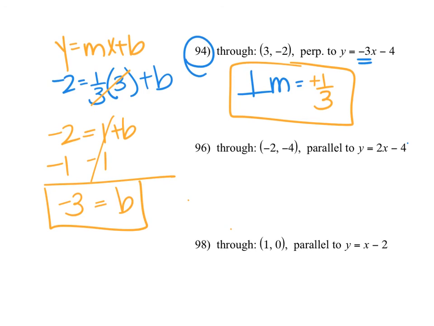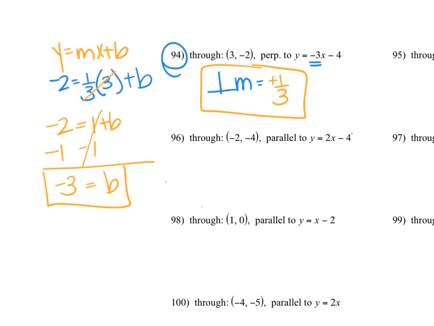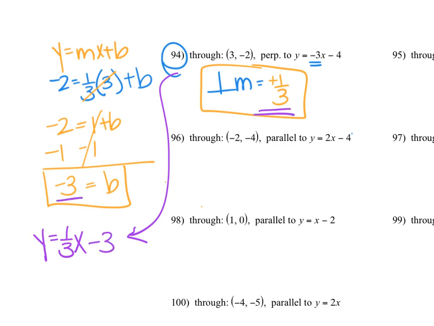So now that I know my b and my slope, I can now write the equation. And the answer for number 94 is y equals, hold on, well, I'll just do this. The ultimate answer is y equals 1 over 3x, which is right here, minus 3, which is here. Okay, and then I promised you I would do 96 as well.